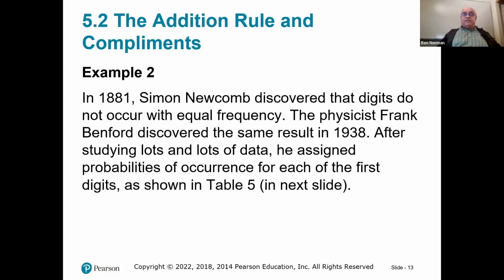In 1881, Simon Newcomb discovered that digits do not occur with equal frequency. The physicist Frank Benford discovered the same result in 1938. After studying lots and lots of data, he assigned the probabilities of occurrence for each of the first digits as shown in table 5 in the next slide.